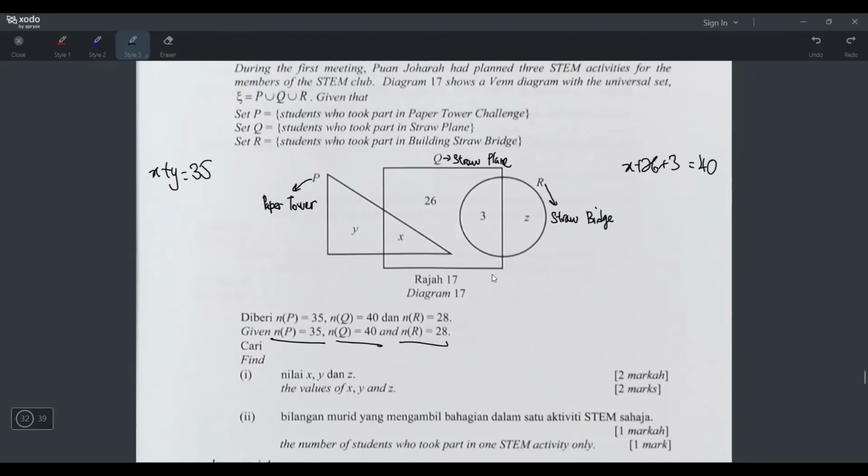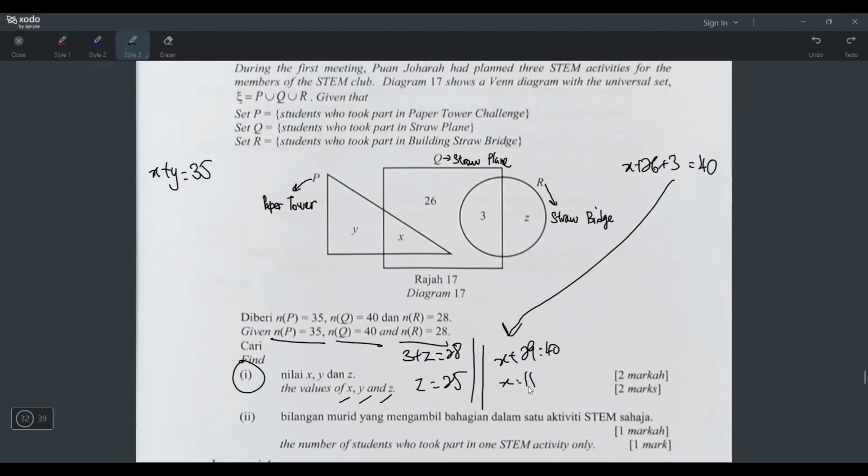Okay, so where to write this? I'll just write it here. So 3 plus Z equals 28. Question 1 says find the value of X, Y, Z, right? The Z I can find already: 28 minus 3, 25. Done. And then how to find X? X plus 26 plus 3 is 29, equals 40. So your X equals 11. Right, 40 minus 29, 11.